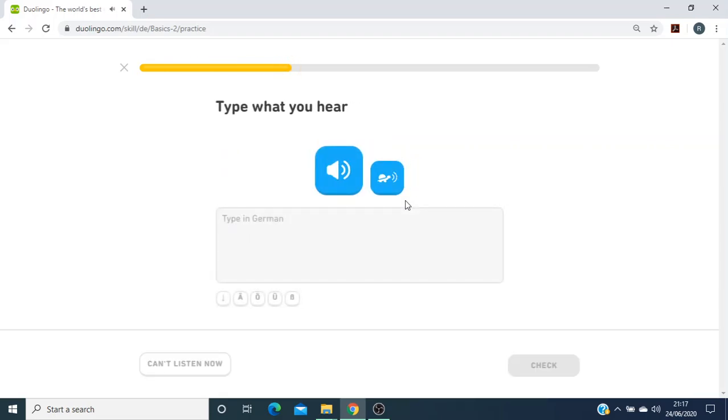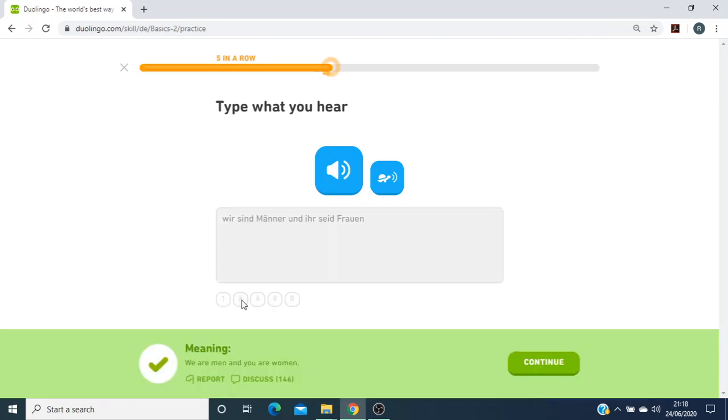Wir sind Männer und ihr seid Frauen. Let me just slow that down so we can hear that properly. That was a bit fast. Wir sind Männer und ihr seid Frauen. We are men and you're women.